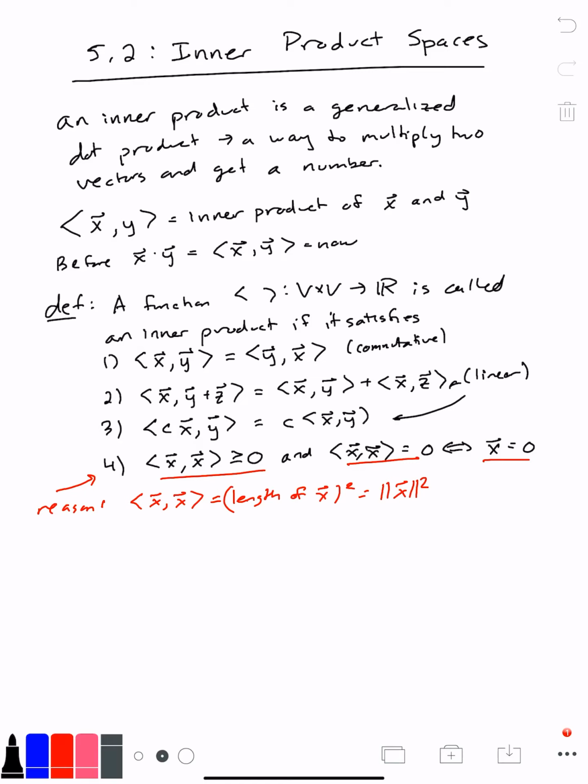And so we could check that the normal dot product satisfies all four conditions. It's a little tedious here, so I'll say proof left to the viewer. All right, I'll let you guys do that work if you want to. But this is the definition. This is the idea of what an inner product is. And so what we're going to do now is look into some weird vector spaces and look at examples of inner products on those spaces.